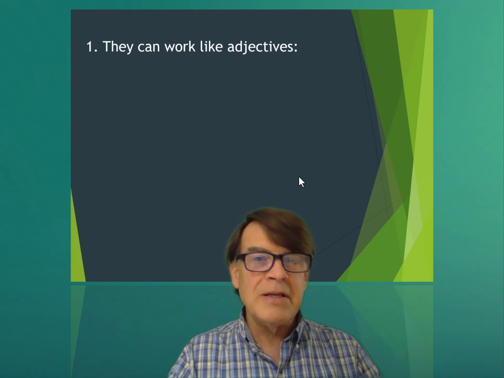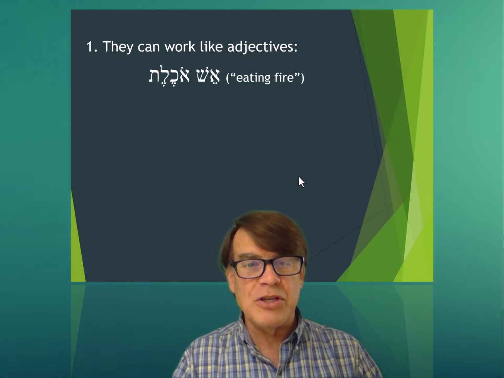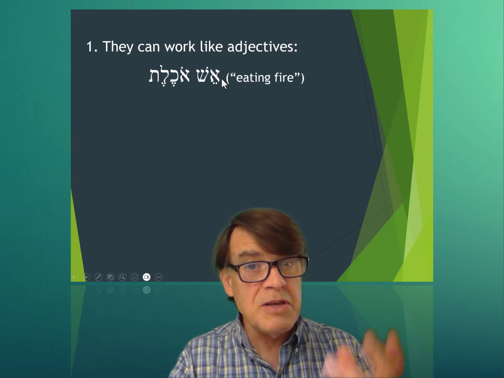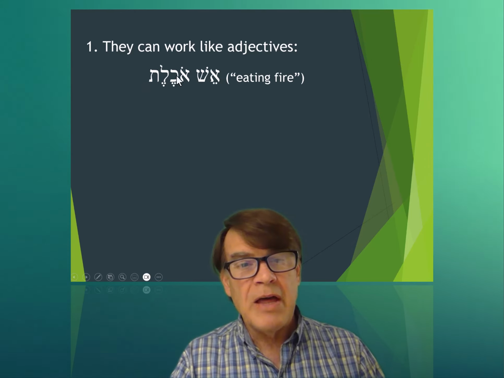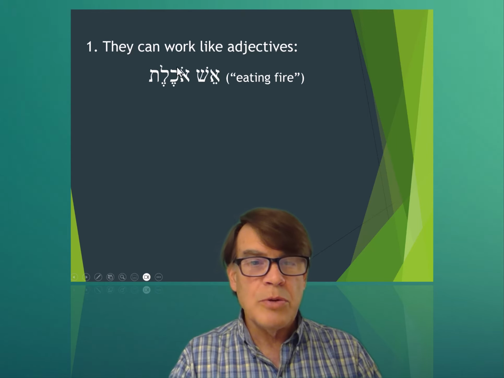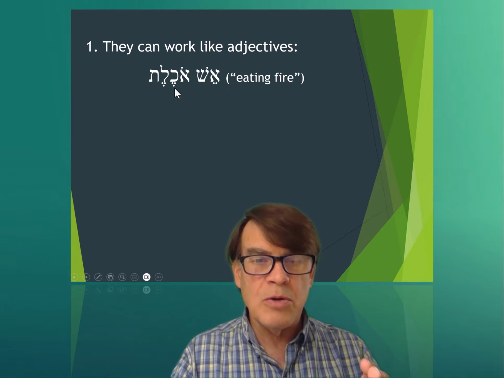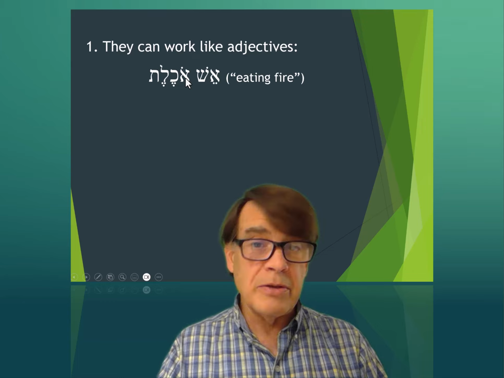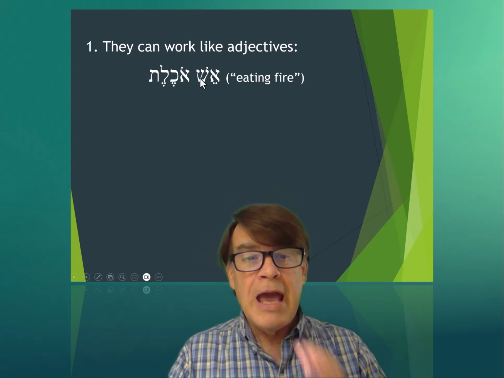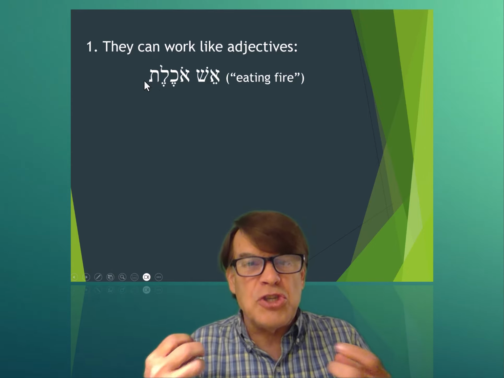So what do these Hebrew participles do? Here's where it can get a little bit complicated. Sometimes a Hebrew participle can work just like an adjective. So here we have, can you sound it out? See if you can sound it out. Esh okhelah. This is a segolate, segol. So segolates are a little unique, and they accent or stress the second to last syllable. So esh okhelah, a fire eating, an eating fire, a consuming fire.